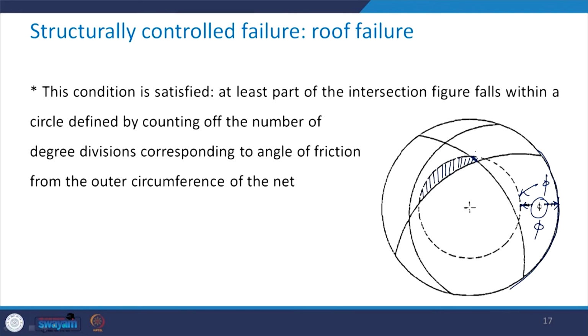Okay. So, this gives us the idea that the condition which we just now mentioned is being satisfied, that part of the intersection figure is falling within this phi circle. How to draw this phi circle is that you count the angular division from the outer circumference and then draw a circle corresponding to that, which has been shown here by this dotted circle.